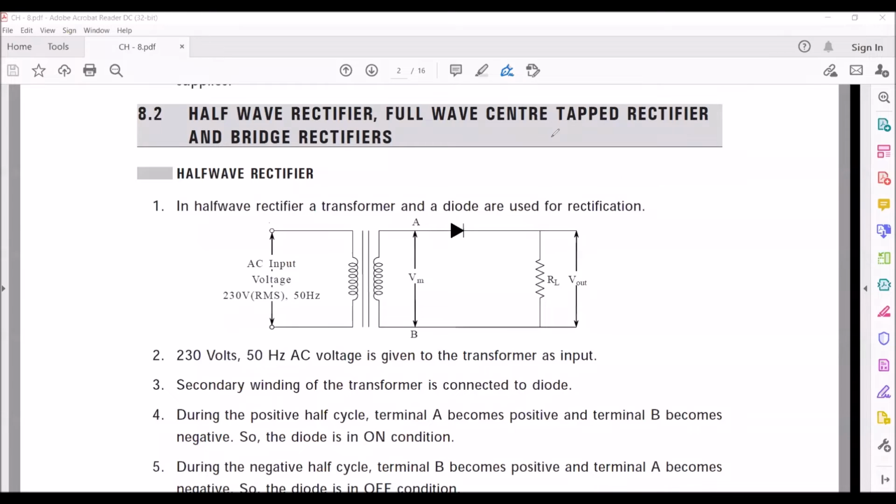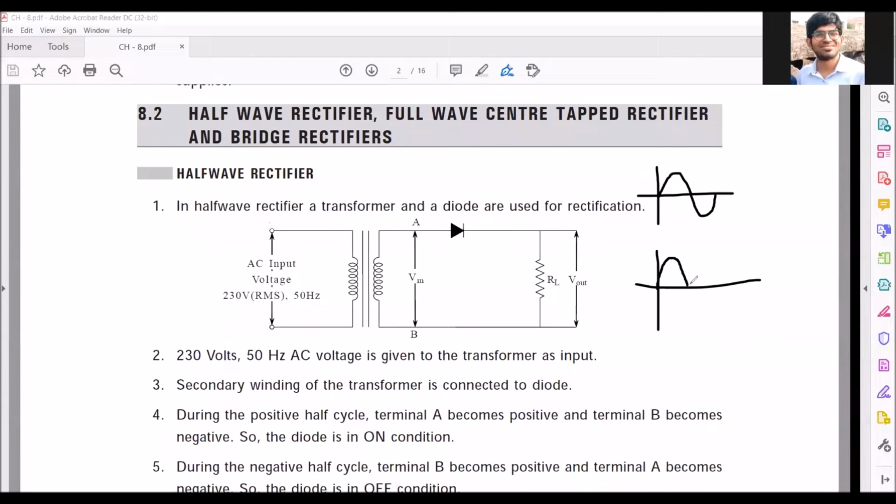Mainly we have two types of rectifiers. One is the half wave rectifier and the second one is the full wave rectifier. Why are the names half wave and full wave? If we give an input sinusoidal waveform, and the output is only a half wave, then we call it a half wave rectifier. Instead of that, if the output is a full wave, then we call that a full wave rectifier.